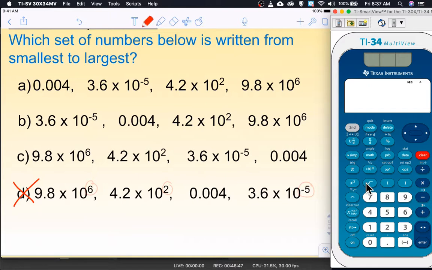Well, those exponents are all wrong. I'm going from smallest to largest. That is not the smallest exponent, followed by that, followed by that. That one's not the largest. So I know that letter D is wrong. So maybe you'll use that strategy to help you eliminate some other choices. Go ahead and pause the video, do this problem on your own. When you're ready to continue, hit play, and we'll go through it together.